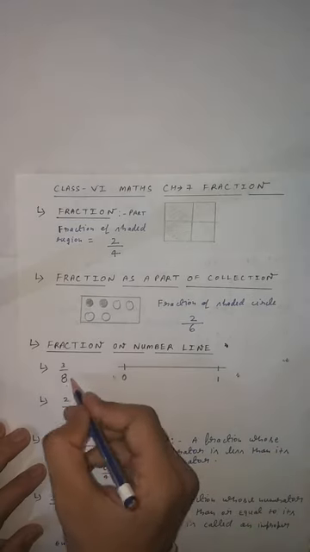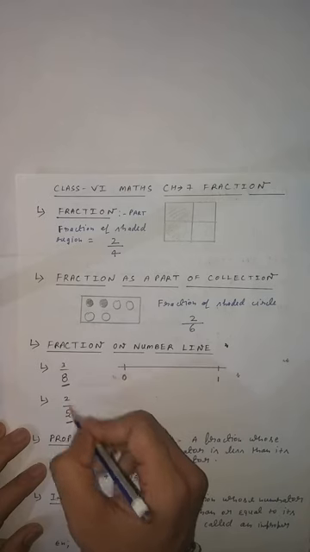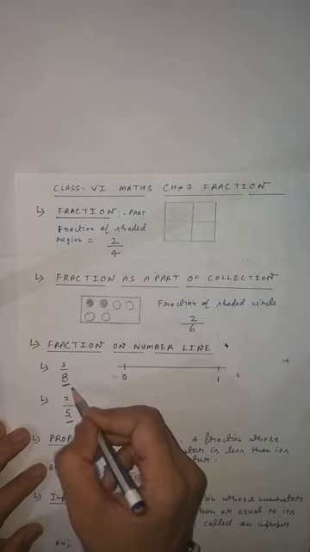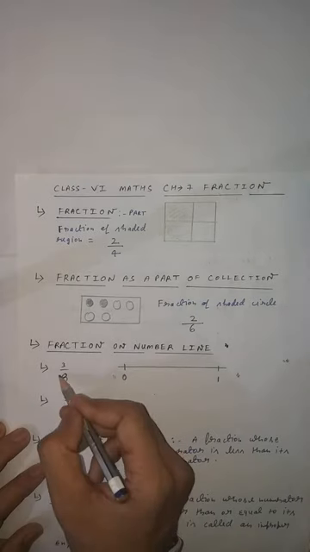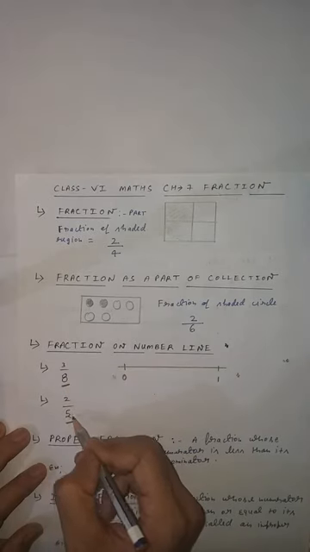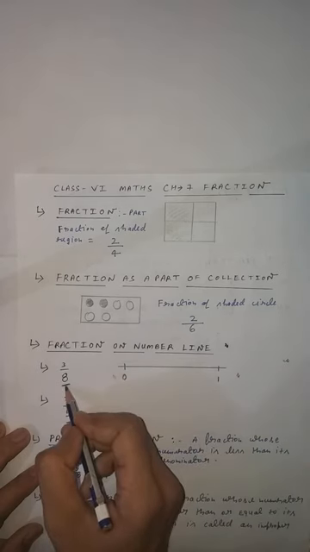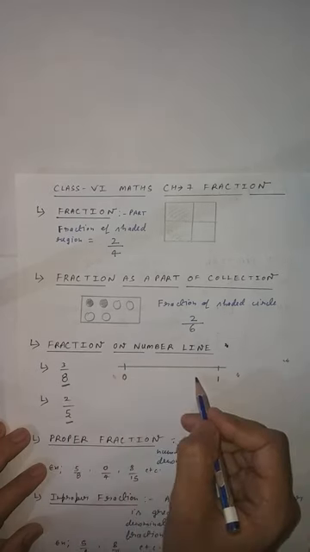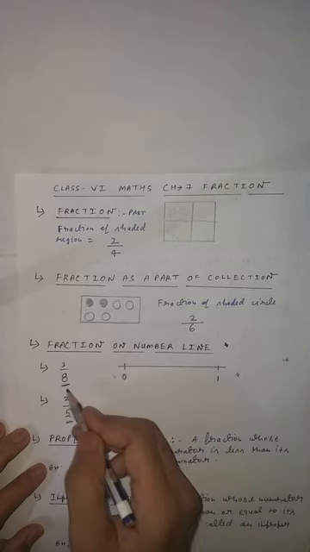Now the second thing: 8 is given, 5 is given. That means you have to check the denominator. If denominator 8 is given, you will break the number line into one less part. Whatever is given in the denominator, you have to break the number line into one less part. If 8 is given in the denominator, you have to divide the number line into 7 parts. If 5 is given, you have to divide it into 4 parts. So here 8 is given.